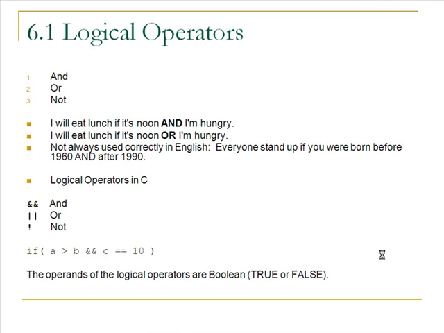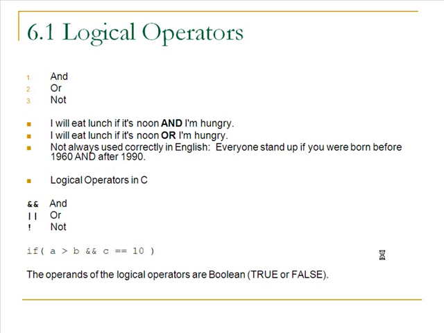First, let's consider the logical operators. In C there are three: and, or, and not. We use these words in English as well. For example, in the sentence, I will eat lunch if it's noon and I'm hungry. In that case, in order for me to eat lunch, both those conditions have to be true. It's noon and I'm hungry. In the next example, I'll eat lunch if it's noon or I'm hungry. So in that situation, only one or the other has to be true. So we use these logical operators in English as well as in formal languages like C.